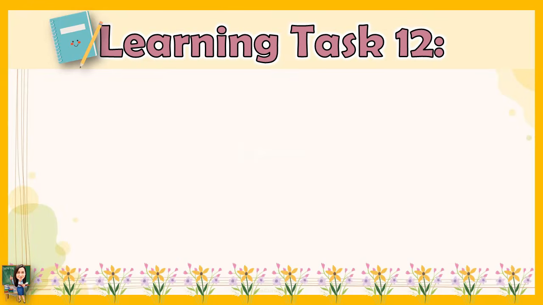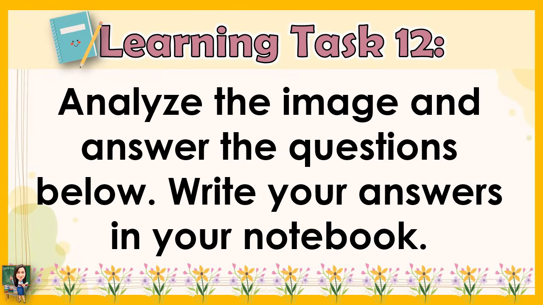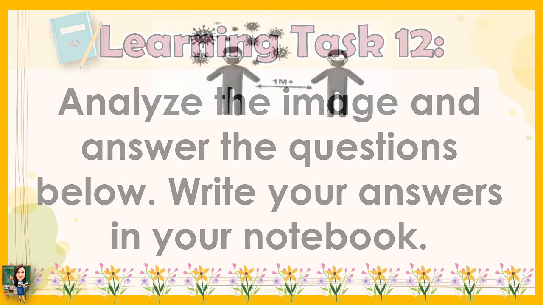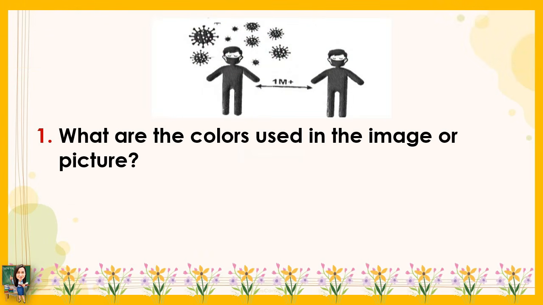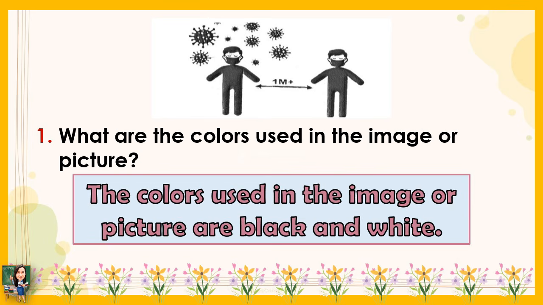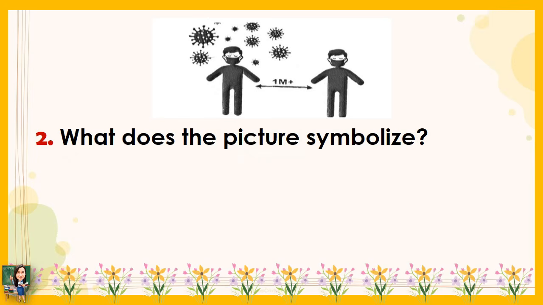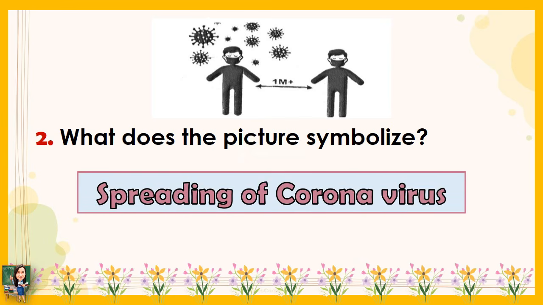Learning Task 12. Analyze the image and answer the questions below. Write your answers in your notebook. What are the colors used in the image or picture? Very good. The colors used in the image or picture are black and white. Number 2. What does the picture symbolize? Very good. It symbolizes spreading of coronavirus.